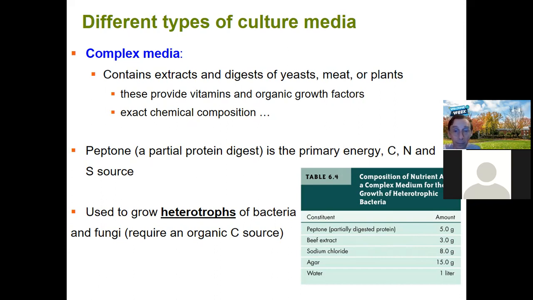All right, so a solid media would have a peptone, that's a partially digested protein, beef extract, sodium chloride, agar, and then of course water. And that's a complex media. The peptone, as well as the beef extract, supply the carbon, the nitrogen, and the sulfur sources. And complex media is used for heterotrophs, bacteria and fungi that require an organic carbon source, like E. coli, for example. Any questions about any of that?